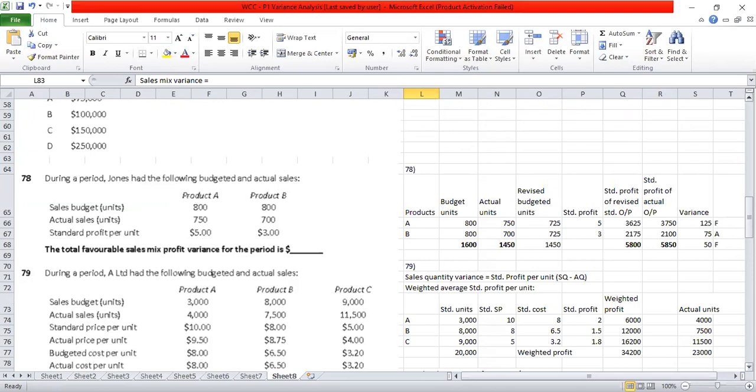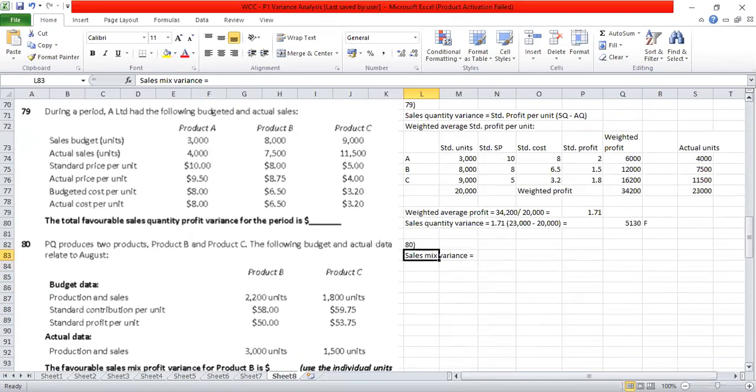What did we do? Step number one, we need to adjust the budget according to the revised budgeted units if the totals do not match. So let's first check this. The total number of budgeted units are 2,200 and 1,800, added up together it becomes 4,000. But the actual units produced and sold are 3,000 plus 1,500, which is 4,500. So there is a need for us to revise the budgeted figures according to the actual. After that, we find the variance between the budgeted units and the actual units, apply it at the standard profit, and then we find the variance.